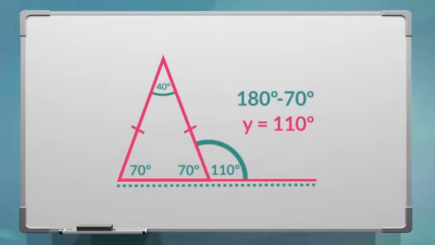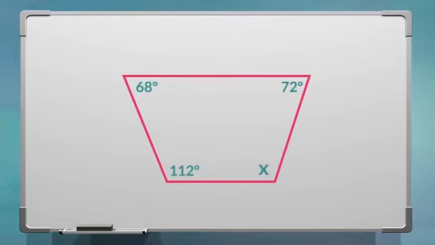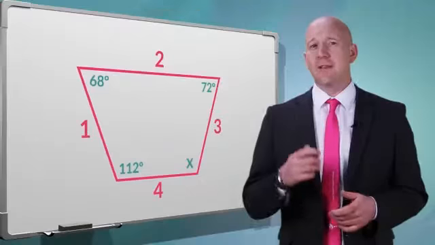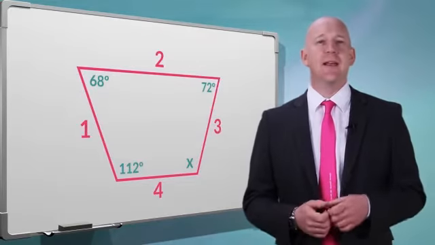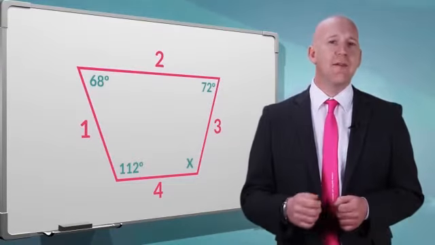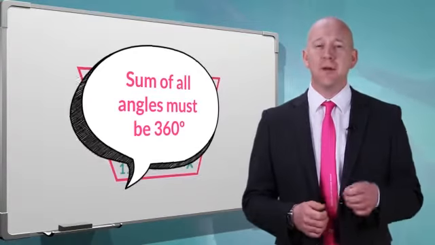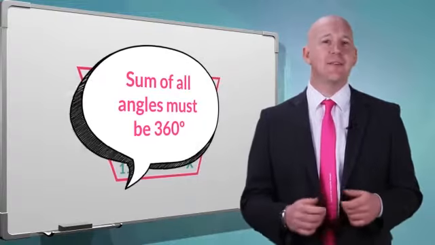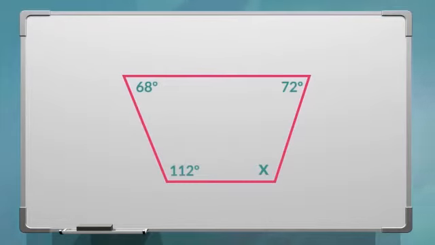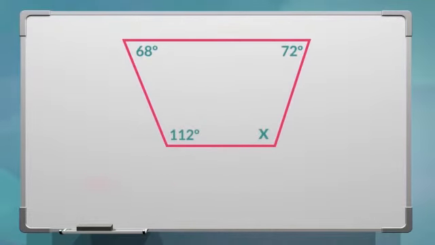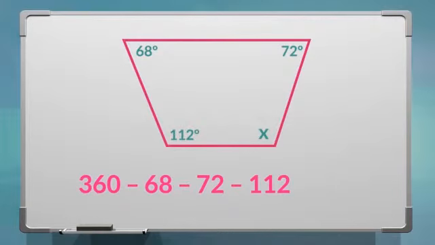Okay, what about this next question? So there's one angle that is missing. To work it out, just think about what all the angles have to add up to. It's a 4-sided shape, which makes it a quadrilateral. Therefore, the sum of the angles must be 360 degrees. So to work out the missing angle, just do 360 minus 68 minus 72 minus 112, which gives you 108 degrees.